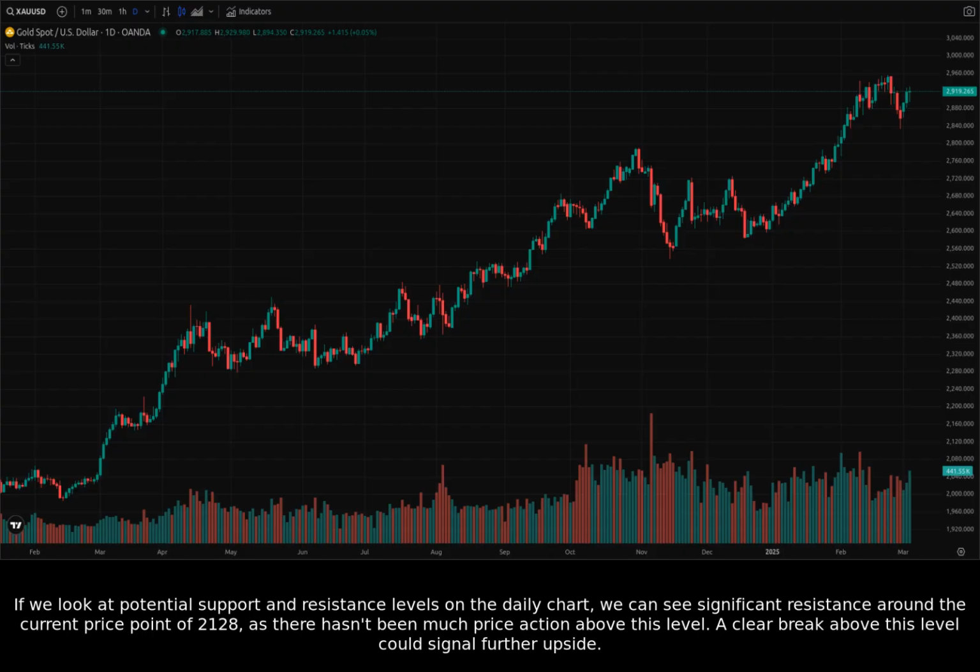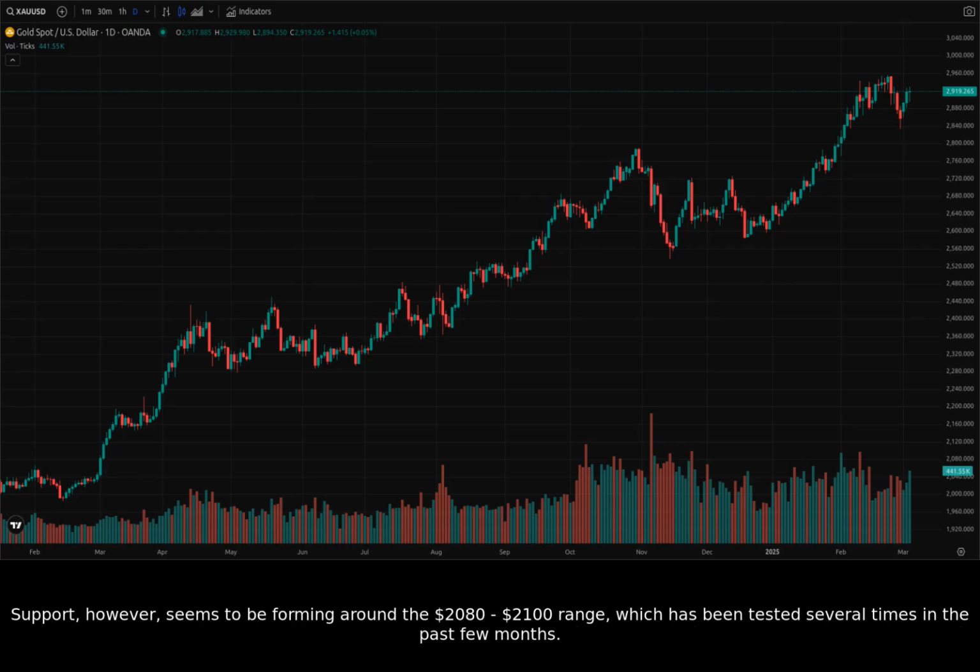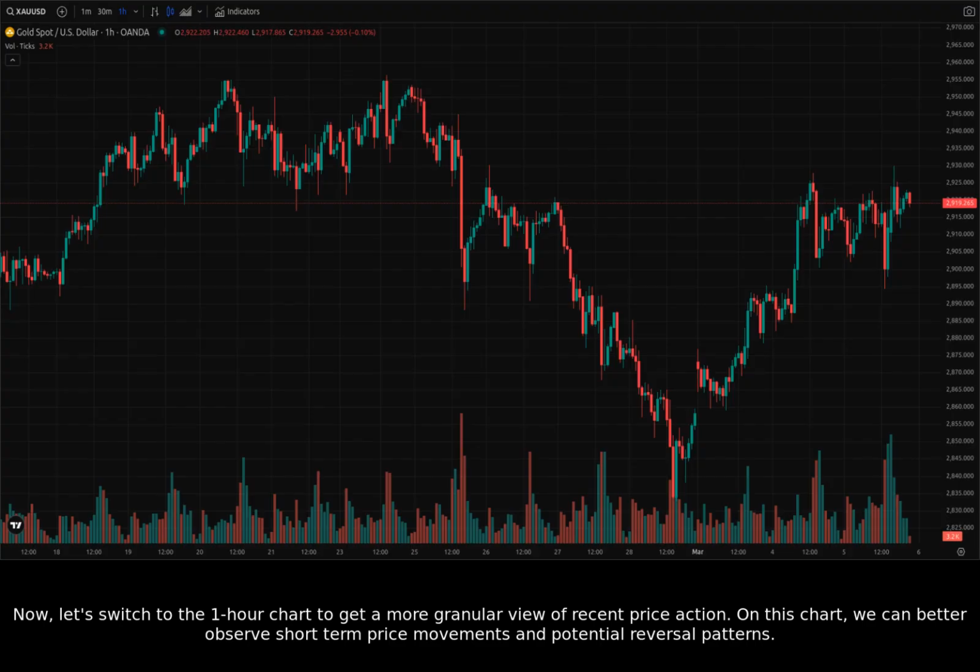If we look at potential support and resistance levels on the daily chart, we can see significant resistance around the current price point of $2,128, as there hasn't been much price action above this level. A clear break above this level could signal further upside. Support, however, seems to be forming around the $2,080 to $2,100 range, which has been tested several times in the past few months.